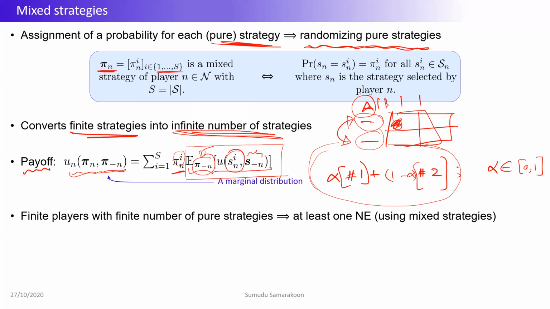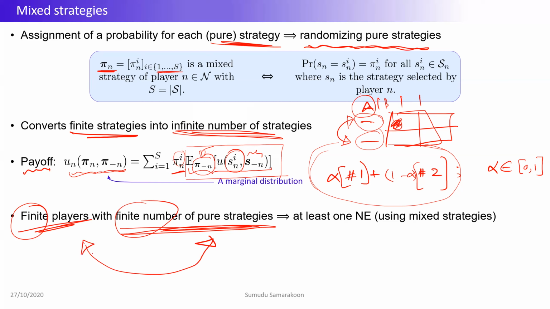The nice thing in this mixed strategy is, if we have finite players with a finite number of pure strategies, originally we said there is no guarantee of a Nash equilibrium with the pure strategies. But now if we introduce mixed strategies on top of this scenario, John Nash has a paper proving that there is at least one Nash equilibrium that can be found using mixed strategies. This is a powerful result.